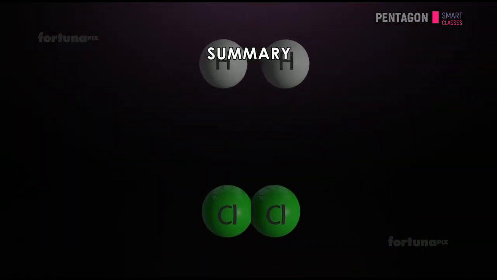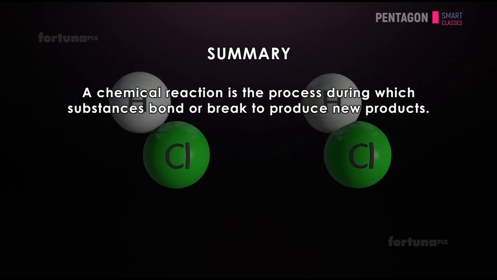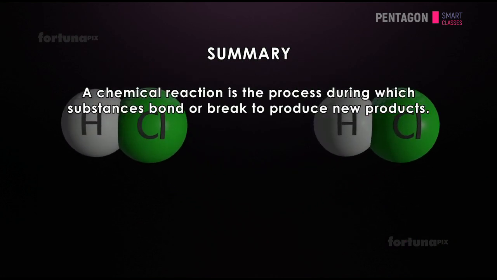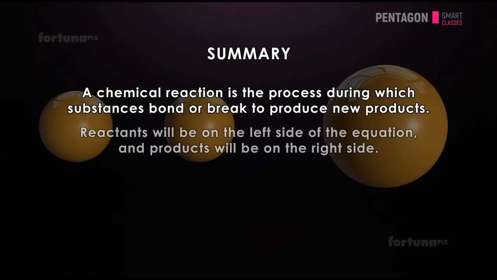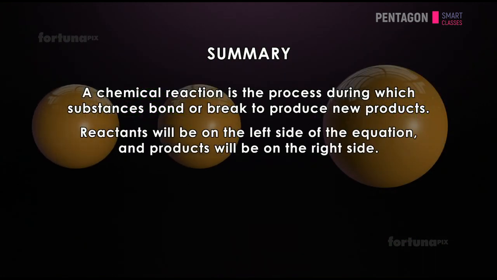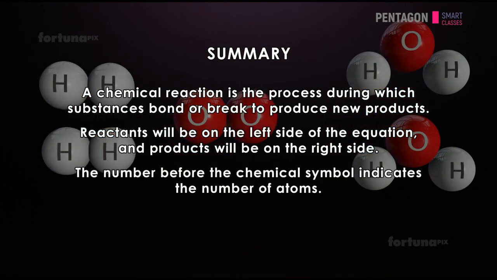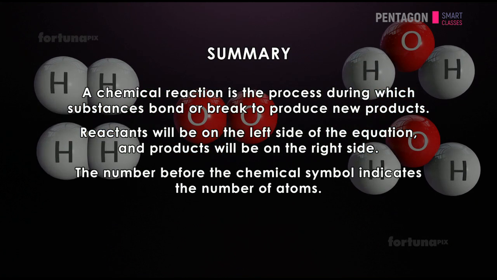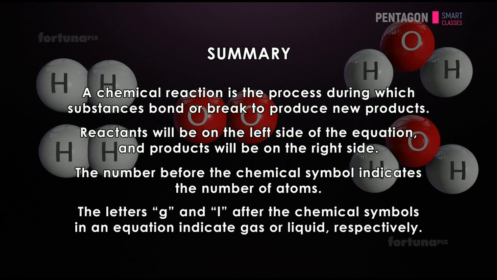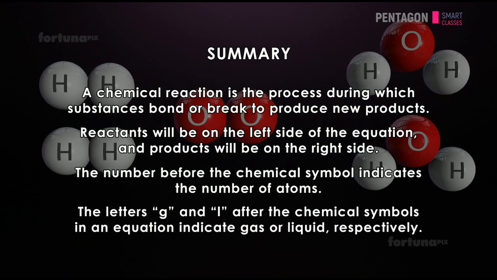Summary: a chemical reaction is the process during which substances bond or break to produce new products. Reactants will be on the left side of the equation, and products will be on the right side. The number before the chemical symbol indicates the number of atoms. The letters G and L after the chemical symbols in an equation indicate gas or liquid, respectively.